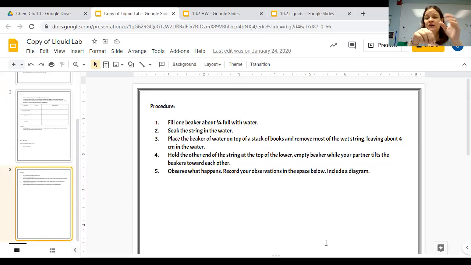So you'll soak the string, you'll put the beaker with water on top of some books or something to make it higher, and then drape the string down to the empty beaker, and eventually you should see some water moving down the string, and you should be slowly, probably very slowly, filling the second beaker with water. And that's the idea. I don't know if it'll work. We'll see. All right, so that should be everything you need to know from liquids for now.